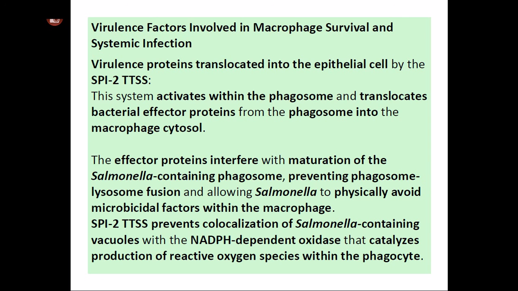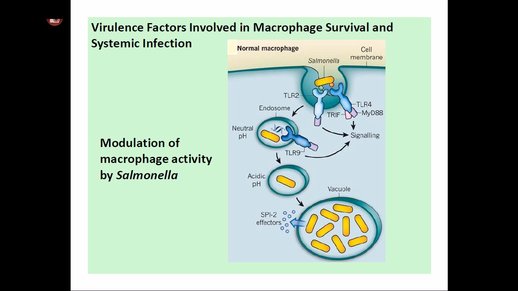Now SPI2 is also relying on the type 3 secretion system, but it is connecting only through a channel of the endosome inside which the Salmonella is present. This SPI2 prevents co-localization of Salmonella containing vacuoles with the NADPH dependent oxidase that catalyzes the production of reactive oxygen species within the phagosomes.